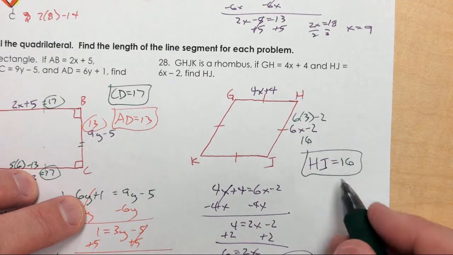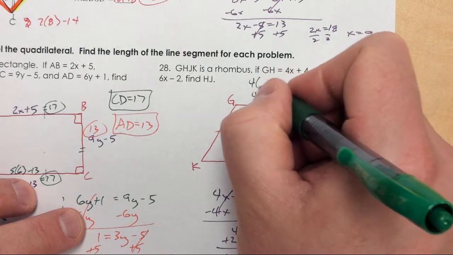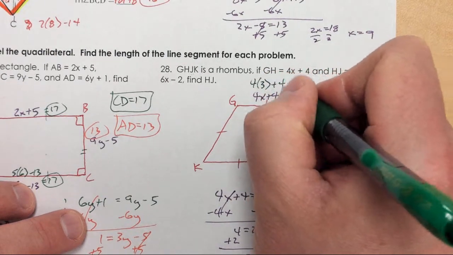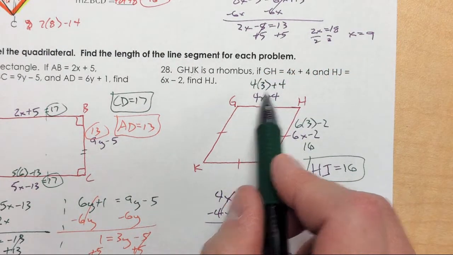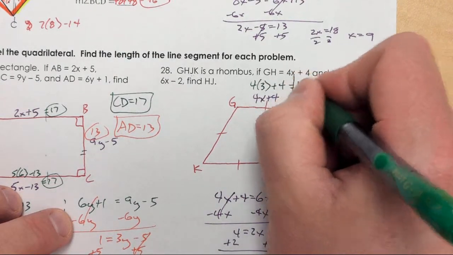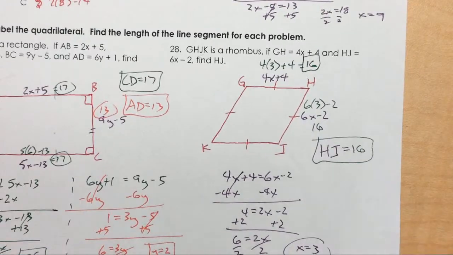I'm pretty sure that's the right answer. But let's double check it by plugging in a 3 here for this x as well. 4 times 3 is 12. 12 plus 4 is also 16. So I know without a doubt that 16 has to be the right answer.